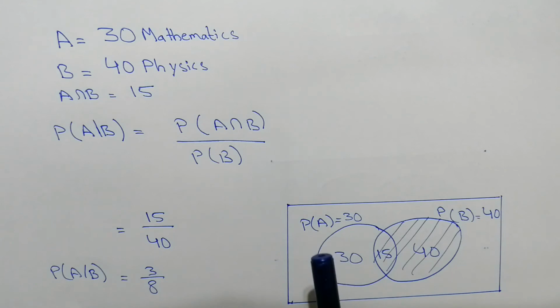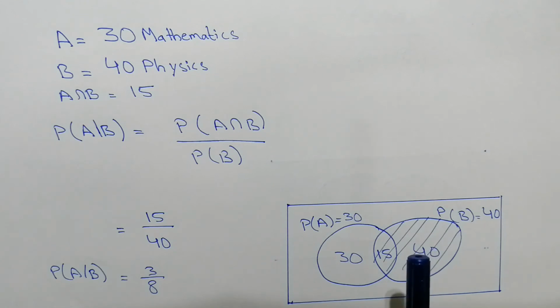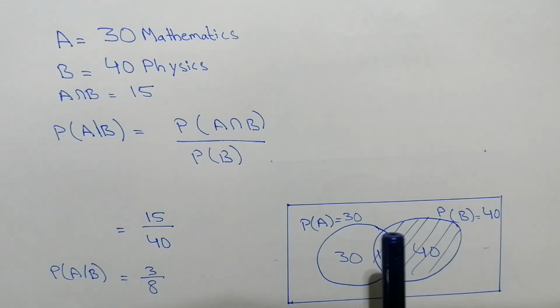So this circle shows all those students who like mathematics, and this circle shows all those students who like physics. From all those students who like physics, how many are those students who like mathematics as well? So this is the part, and we are actually interested in this.